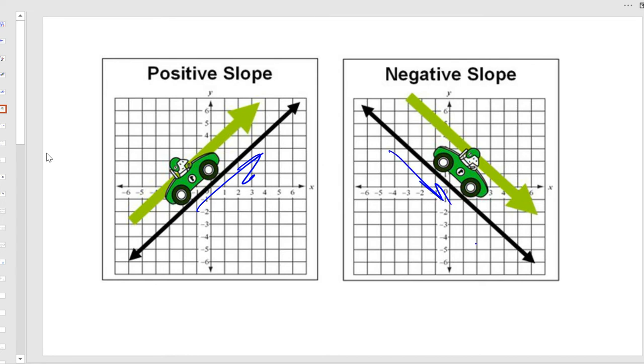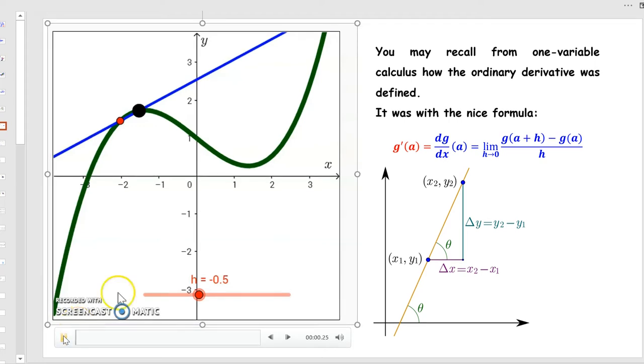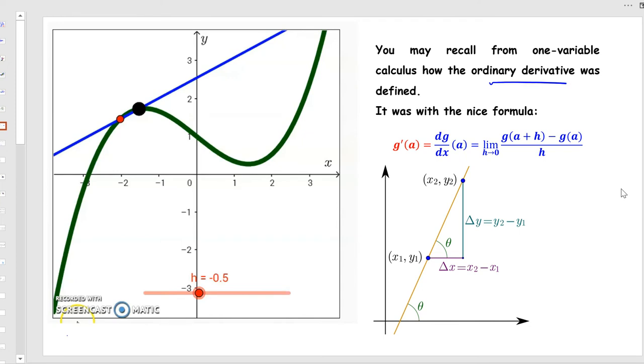Now, how is this related to derivatives? Now you have to understand. For example, the derivative of a function: we have seen one variable differentiation from one variable calculus. The ordinary derivative is defined in this way.